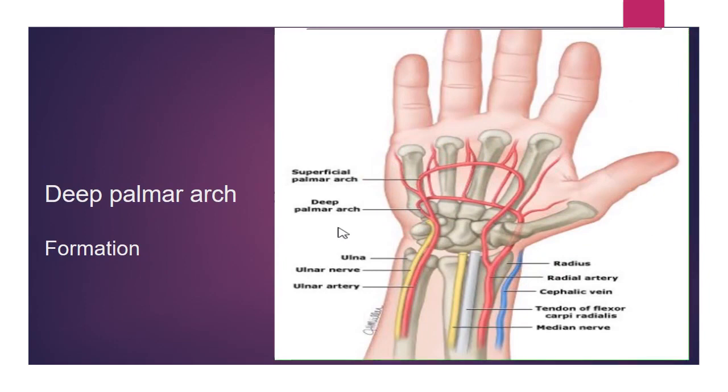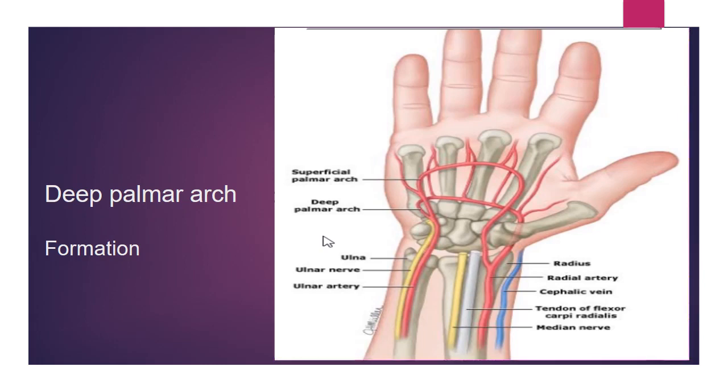The deep palmar arch provides a second channel connecting the radial and ulnar arteries in the palm. The first one being the superficial palmar arch, which we have already discussed in the previous slides. It is termed as deep palmar arch as it is situated deep to the long flexor tendons and deep to the adductor pollicis muscle.